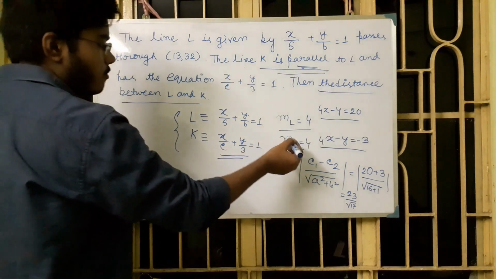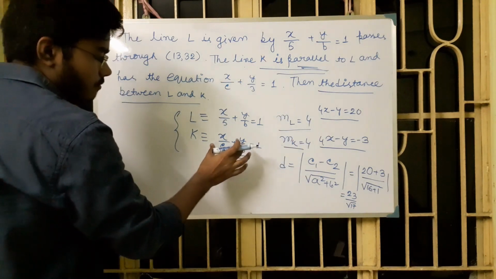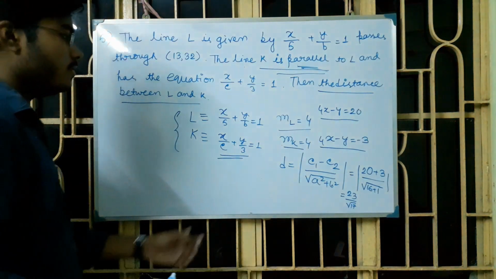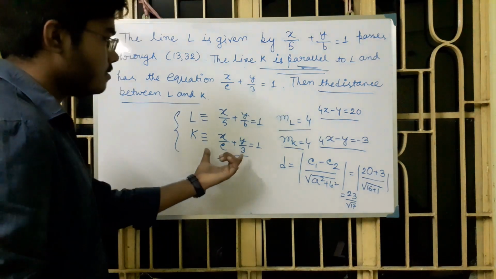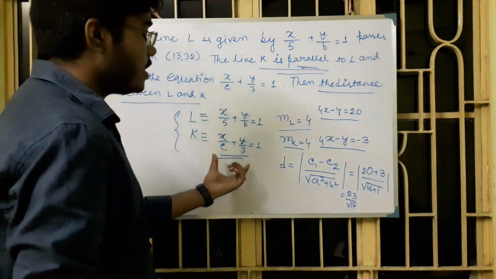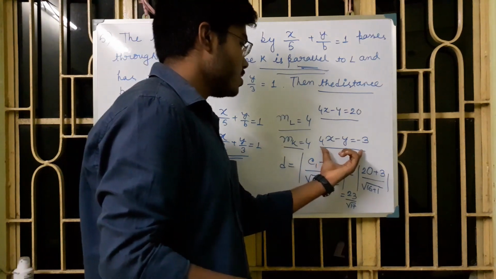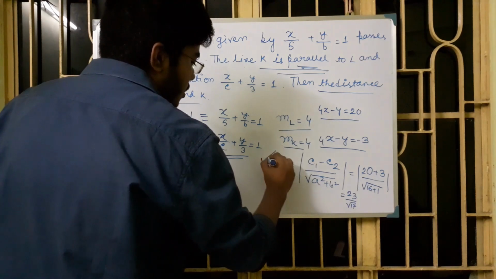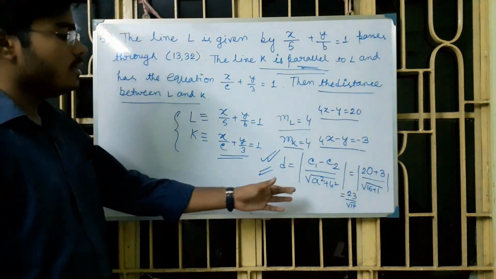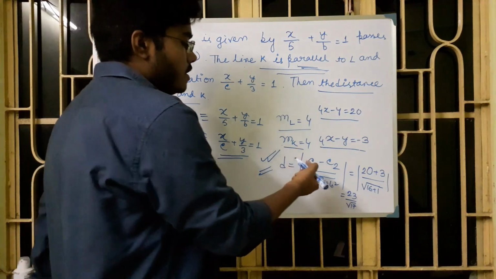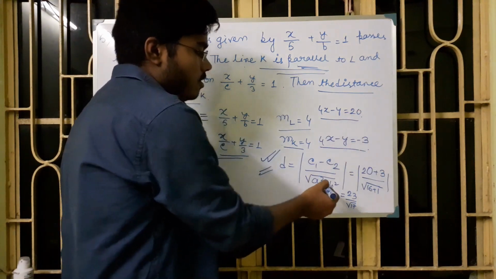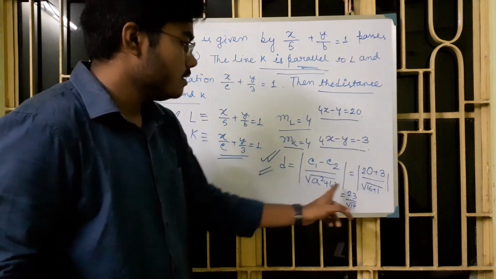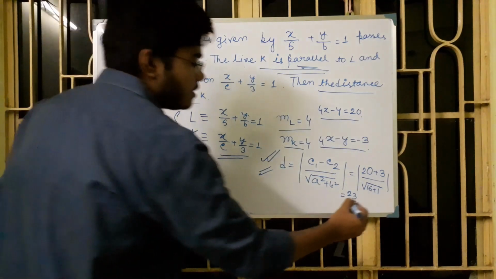So slope is equal, and equate the slope. And you will find the value of C is minus 3 by 4. Then put the value of C and find the equation of the straight line. That will give you this equation, 4x minus y equal to minus 3. And the only formula you have to know is the distance between two parallel lines, that is mod of C1 minus C2 upon root over a square plus b square, where this is a, this is b, and this is the answer.